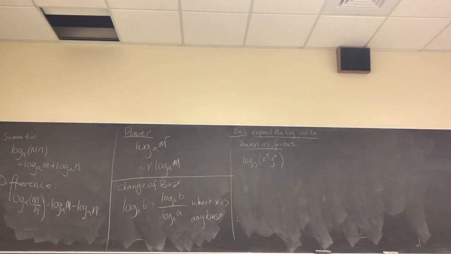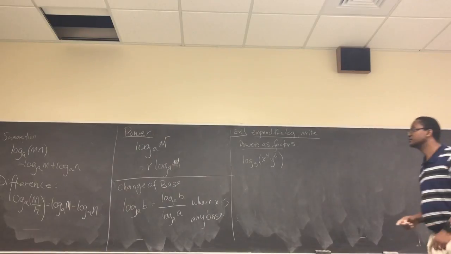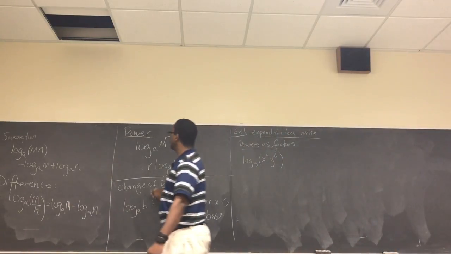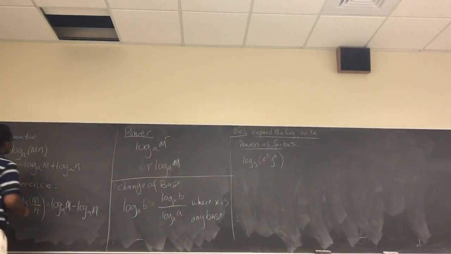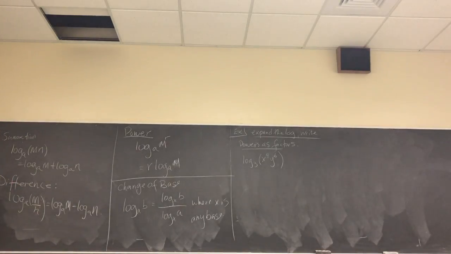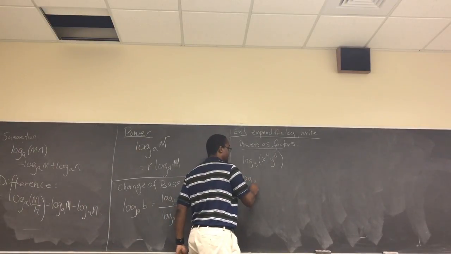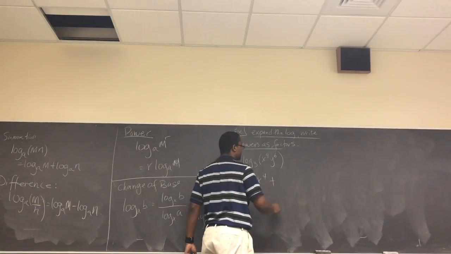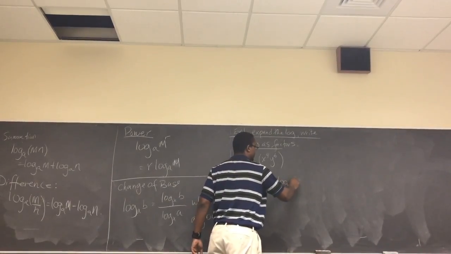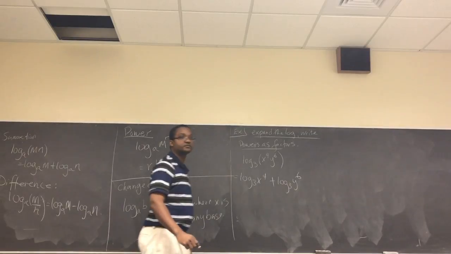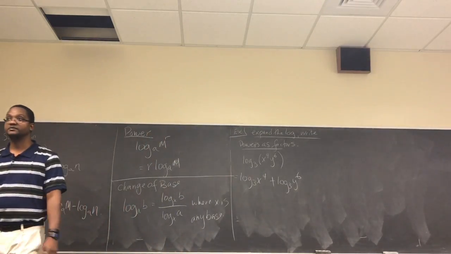That's x to the 4th. So, which of the 4 are they using? Change of base, the power, the difference, or the summation property of logarithms? Summation. I have 2 things that are being multiplied by each other, right? So I can write this with a plus sign and split them up. And so this becomes log base 3 of x to the 4th power plus log base 3 of y to the 6th power. Am I finished, however?